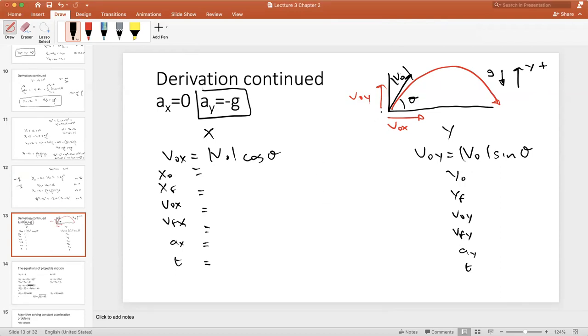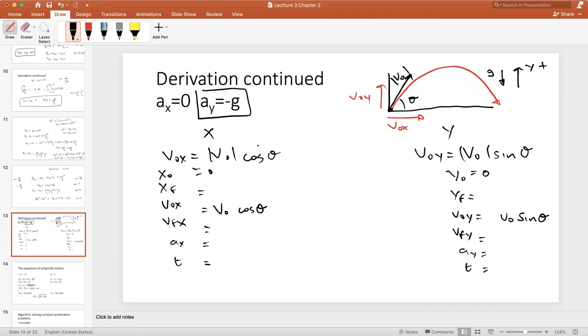So initially here, if we start at the origin, both x initial and y initial are 0. I don't know what x final or y final is. We'll talk about that as we do problems. This is v naught cos theta. This is v naught sine theta, right?